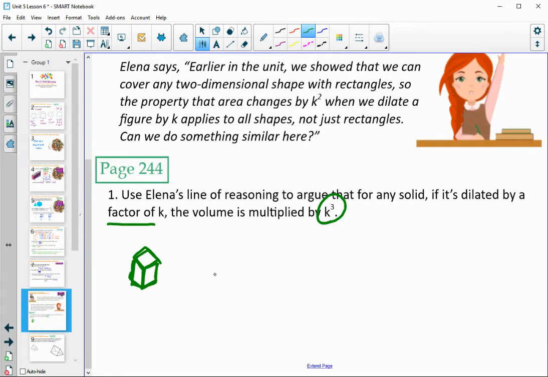Just putting smaller and smaller cubes into there should be able to fit into that volume and give you an estimate. So it would make sense then that k cubed would impact any shape, not just cubes.